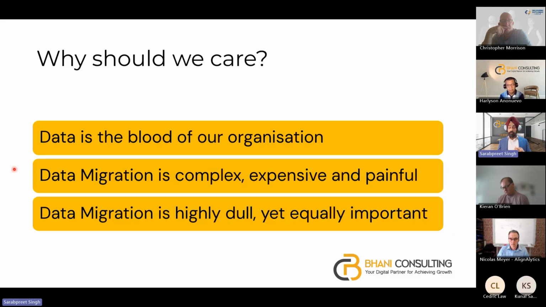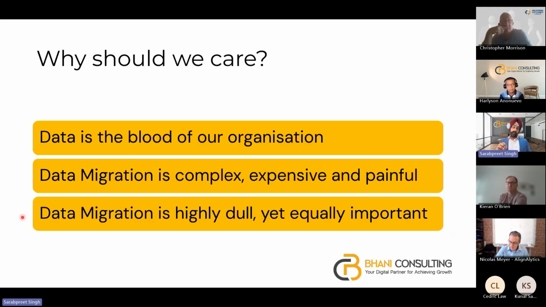Secondly, data migration is complex. There exist source systems, there may be more than one source system, and the destination system, which in this case is the new ERP. It is a complex, expensive, and painful exercise to migrate data from the existing source system to the new system, and we'll unpack this in a little bit more detail.